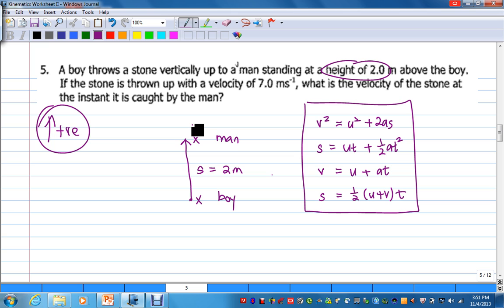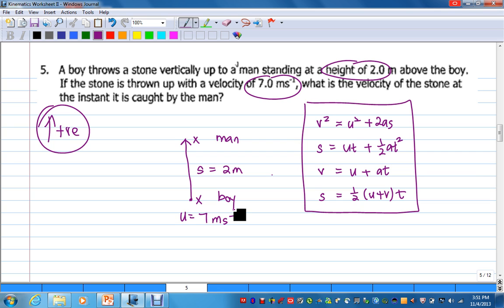will be positive. The stone is thrown out with a velocity of 7 meters per second, so the initial velocity of the stone will be upward 7 meters per second, so that is also positive with respect to our sign convention. What is the velocity of the stone at the instant it is caught by the man?